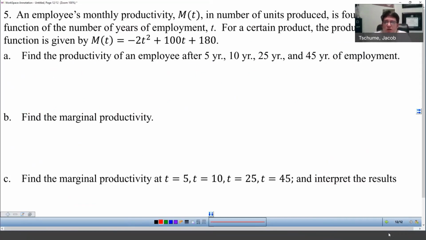So for a certain product, the productivity function is the same we saw a couple videos ago. It's M of T equals negative 2t squared plus 100t plus 180. So first thing I want to do is find the productivity of an employee after 5 years, 10 years, 25 years, and 45 years. I'm going to do this really quickly. You want to take all 4 of these numbers and plug them into the productivity function. So you're going to get 4 different numbers here.